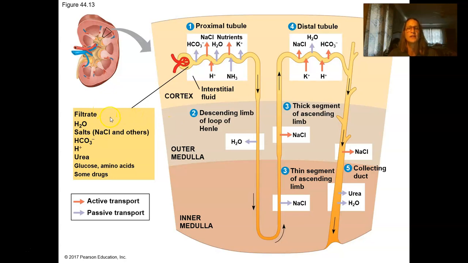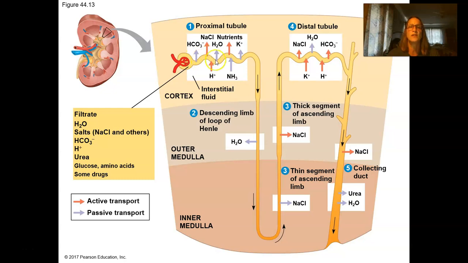Some of the things that get pushed out are water, salts, bicarbonate, hydrogen ions, urea, which is, remember, the waste product that we make, which requires water to be excreted. Also, nutrients like glucose and amino acids, and some drugs and chemicals. So that all gets pushed out into the filtrate.